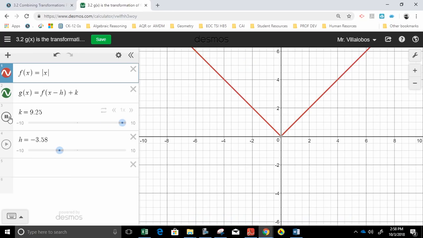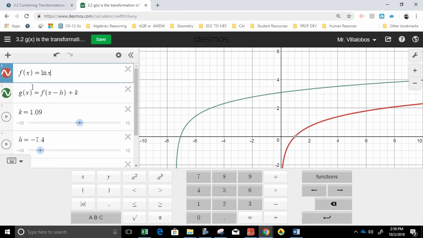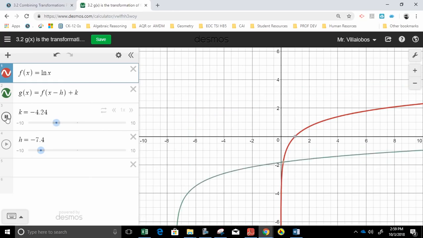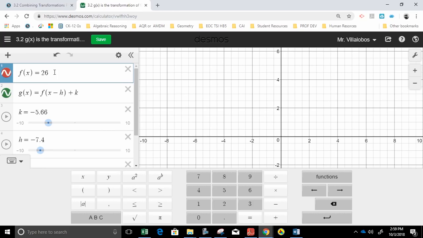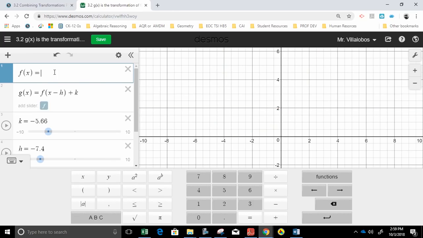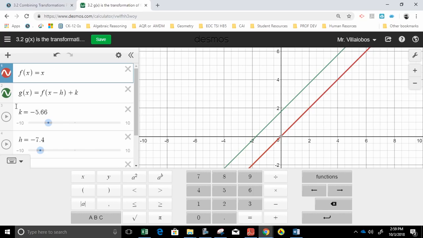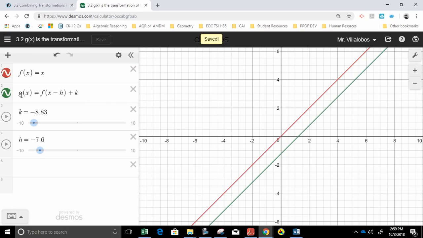The vertical is up and down, and horizontal is left and right. It doesn't have to be the absolute value of x. It could be natural log of x. Same thing, right? Could be 2 to the x. There's 10 of these that you're supposed to learn in high school. There's the simple linear, right? Okay, press save. Okay, everybody take a moment.